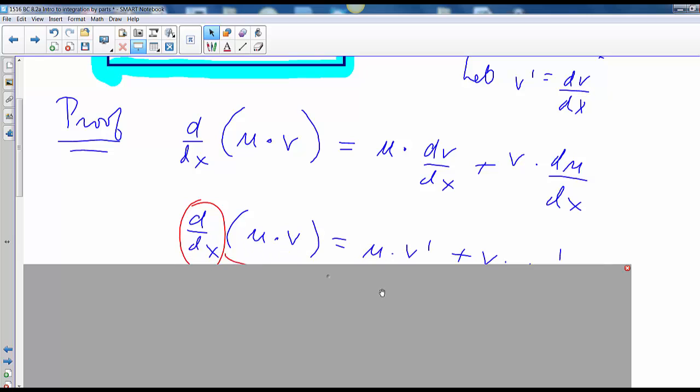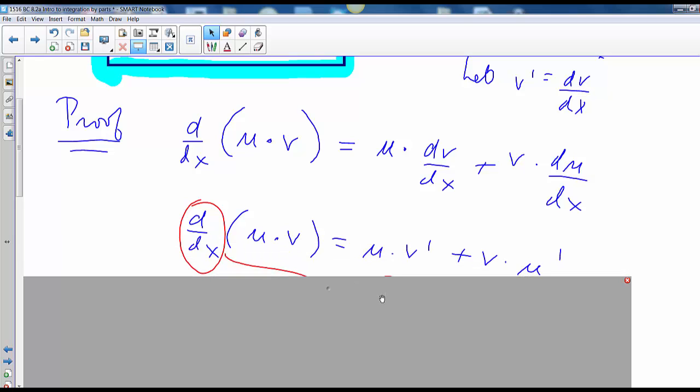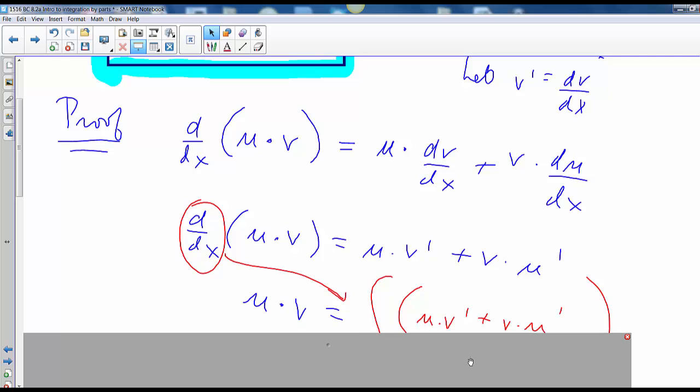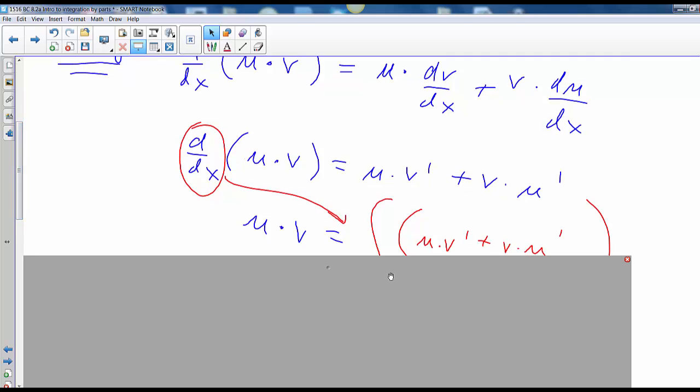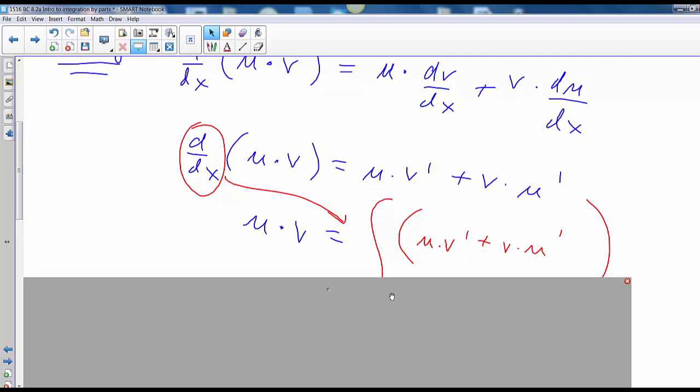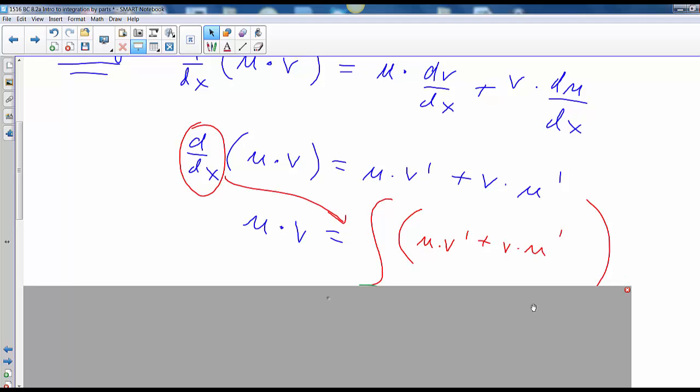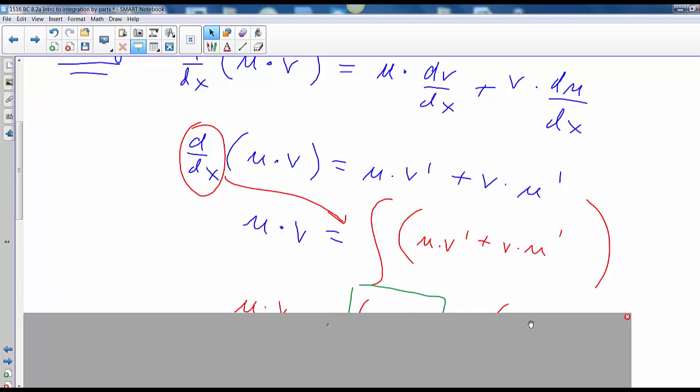Alright, so on the left I have d dx of u times v, and I'm going to replace, as I said, the dv dx by v prime and the du dx by u prime. What then happens is I can get rid of the derivative on this side by taking the antiderivative of the right side. So now I end up with uv equals the integral of uv prime plus vu prime. My bad, I should have a dx over there, because I also brought the dx over from over here.